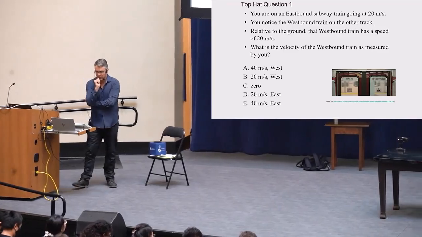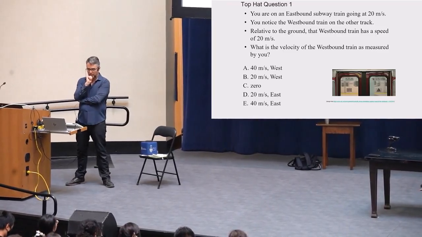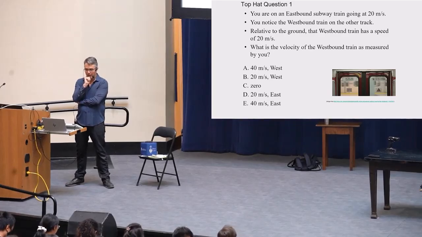You're on an eastbound subway train going at 20 meters per second, and you notice the westbound train on the other track.